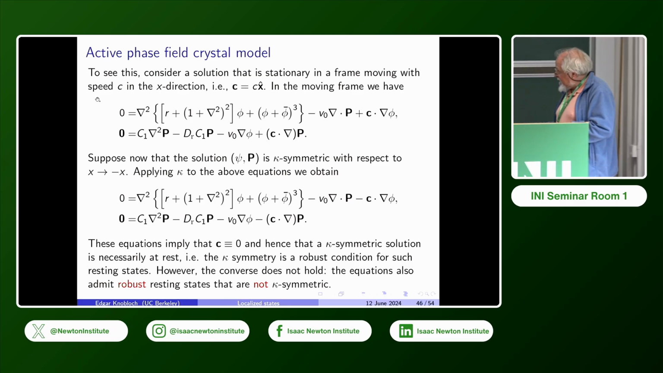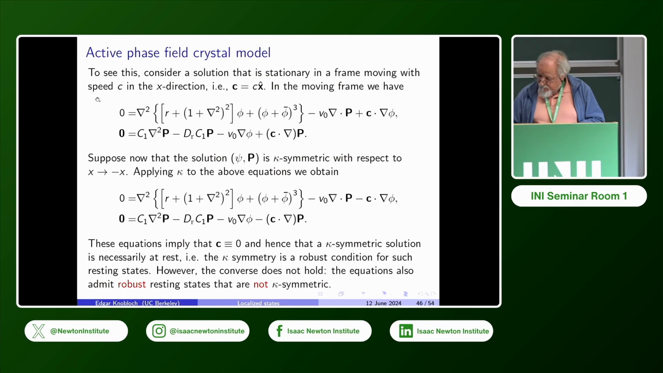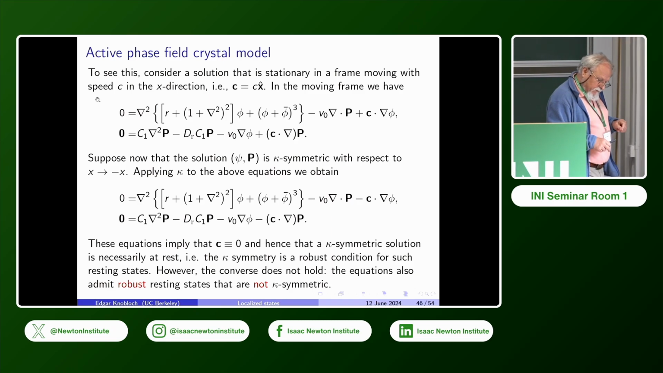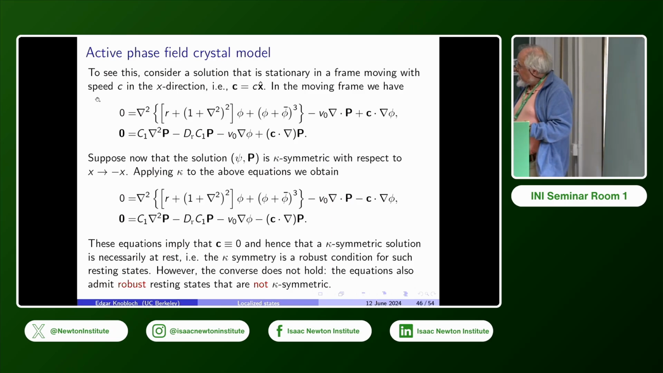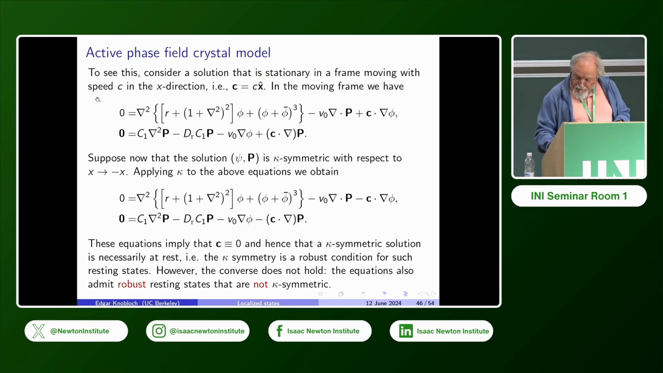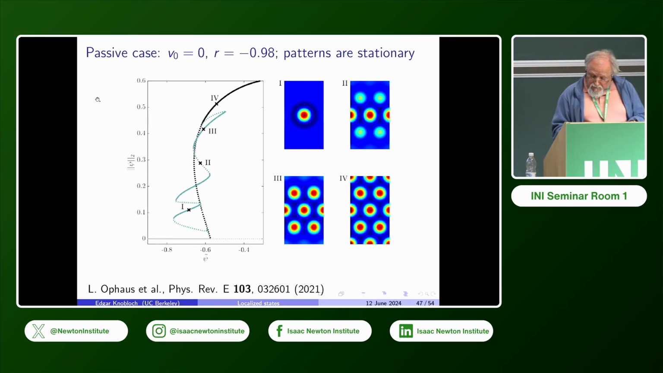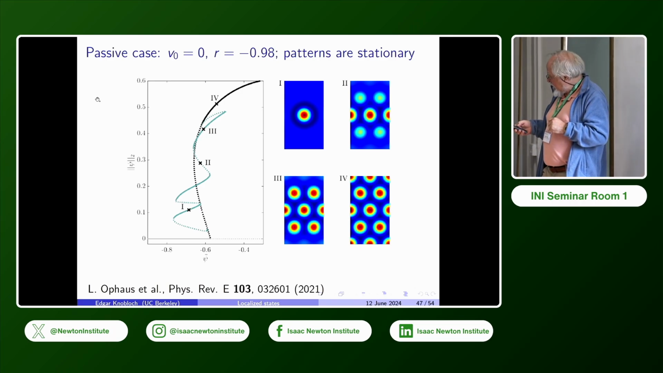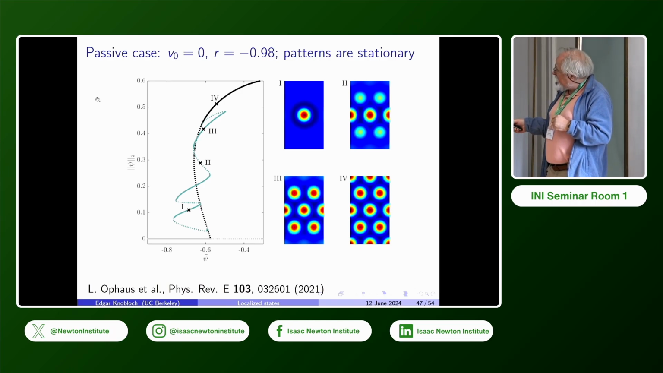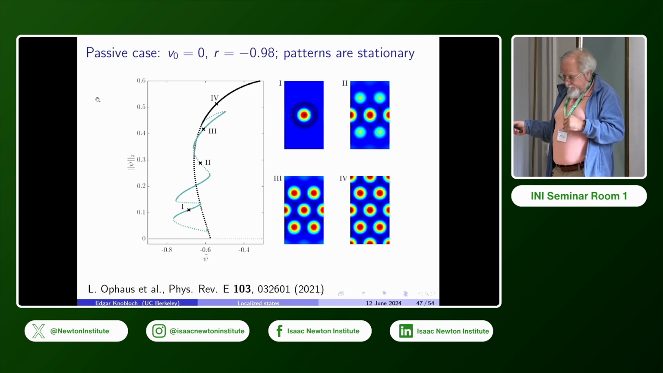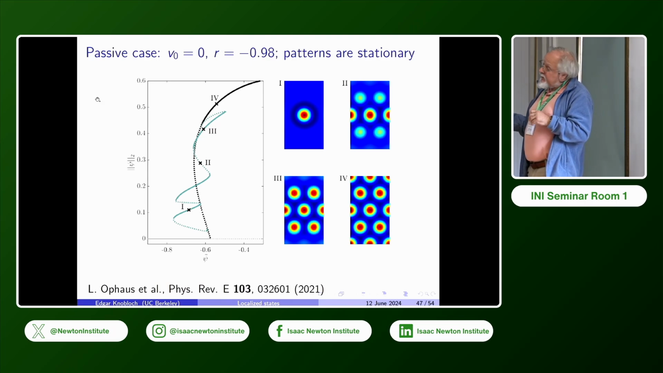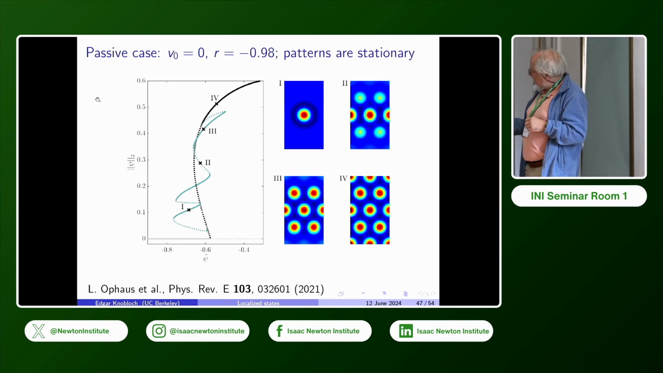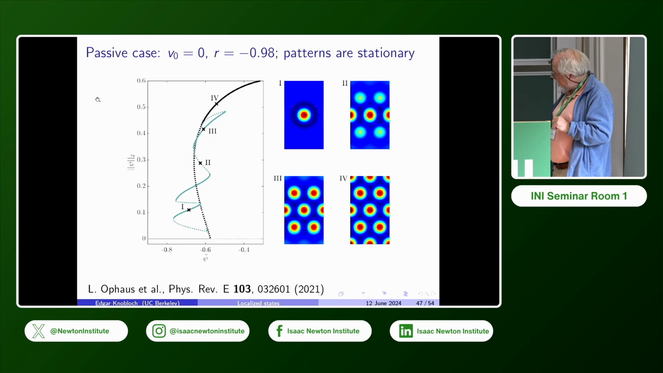Now the important thing is that the converse of this does not hold, and you can get asymmetric solutions, in other words, solutions that break this kappa symmetry, that are in fact at rest. So let's talk about some solutions of this model, just as an example. Here I've taken the activity parameter to be 0. So this is just the phase field crystal model, this conserved Swift-Hohenberg equation, and this is just a recap of what we've already learned.